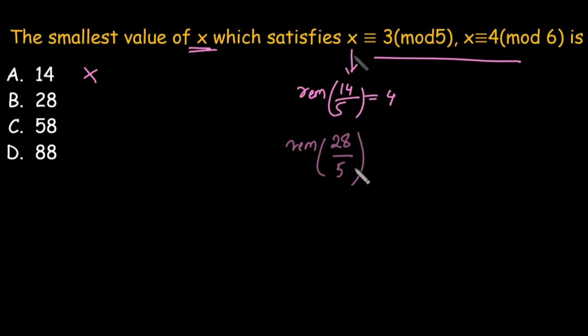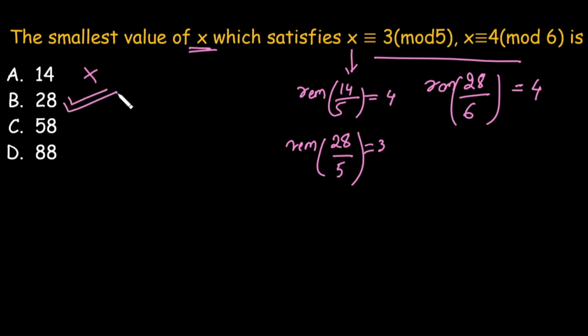For 28, 28 when divided by 5, remainder is 3. And even we need a 3. Let's check whether it is satisfying in this case or not. 28 when divided by 6, what is the remainder? This is 6 into 4, 24. Remainder is 4. It means 28 is satisfying both the equations. Hence, that is the final answer. Even we need a smallest value. After that, we are getting a greater number than 28. So, there is no need to check in that case.